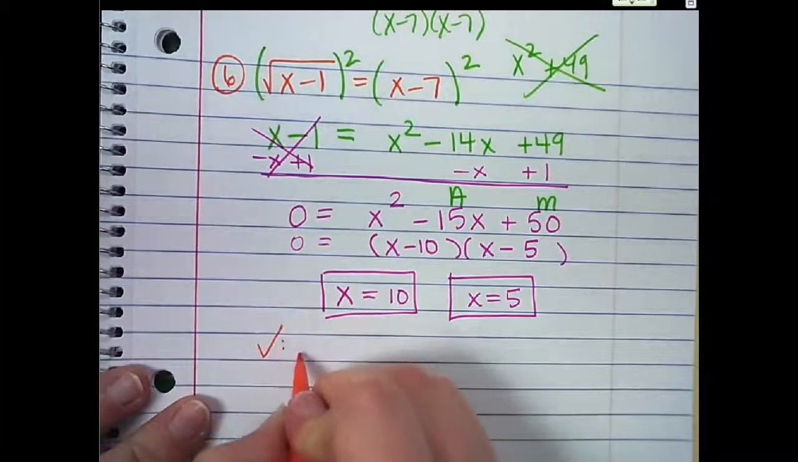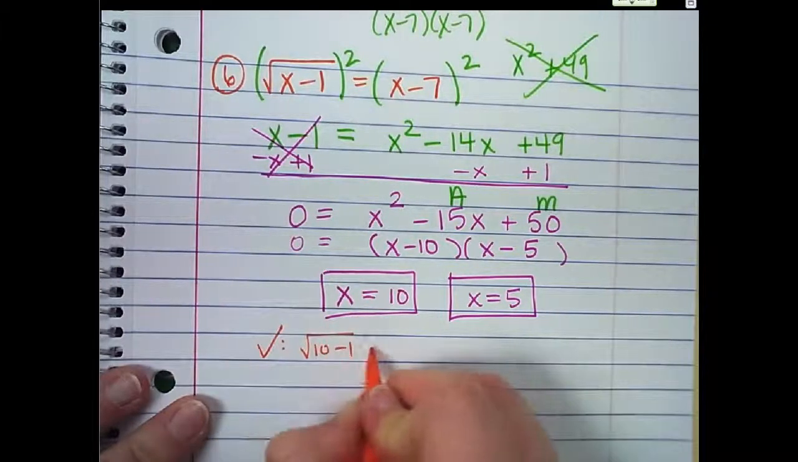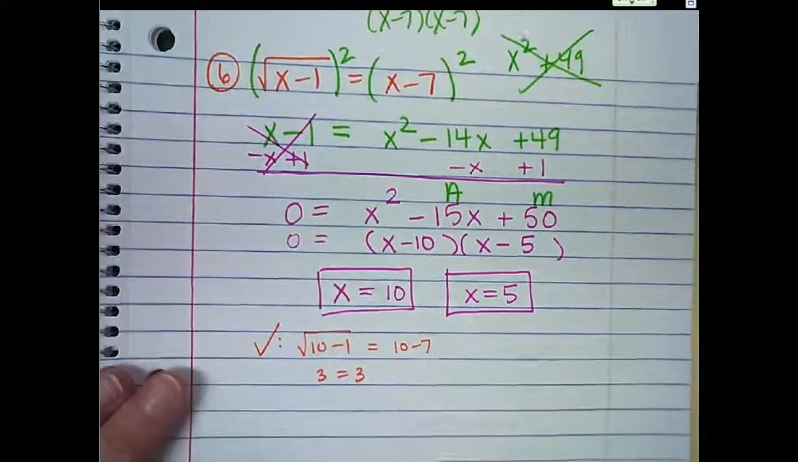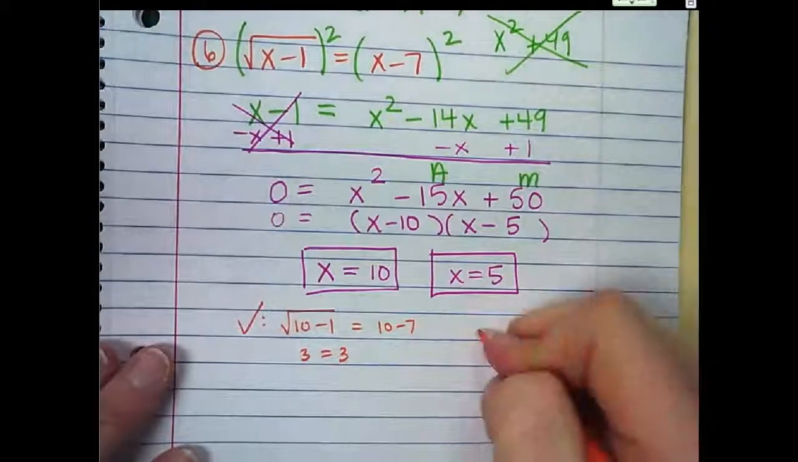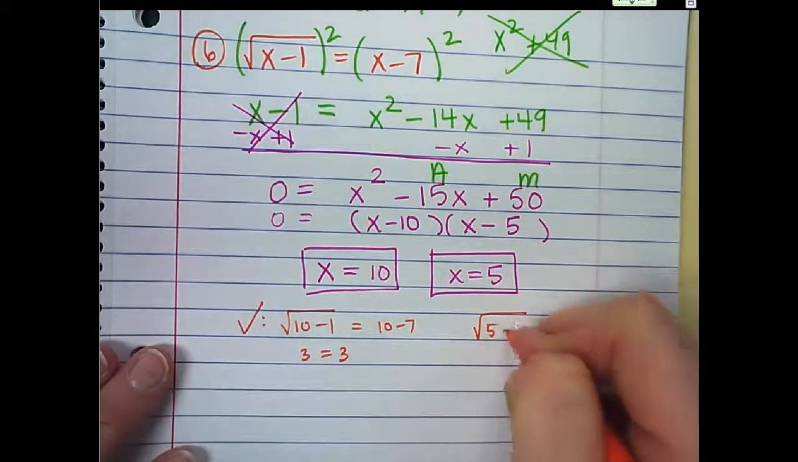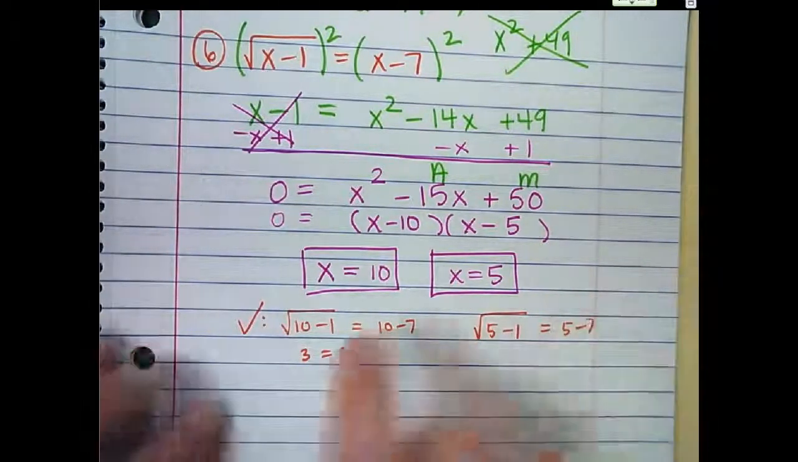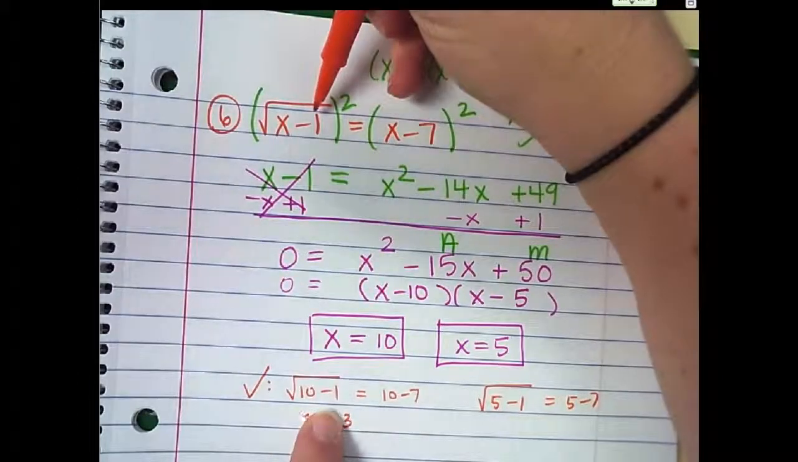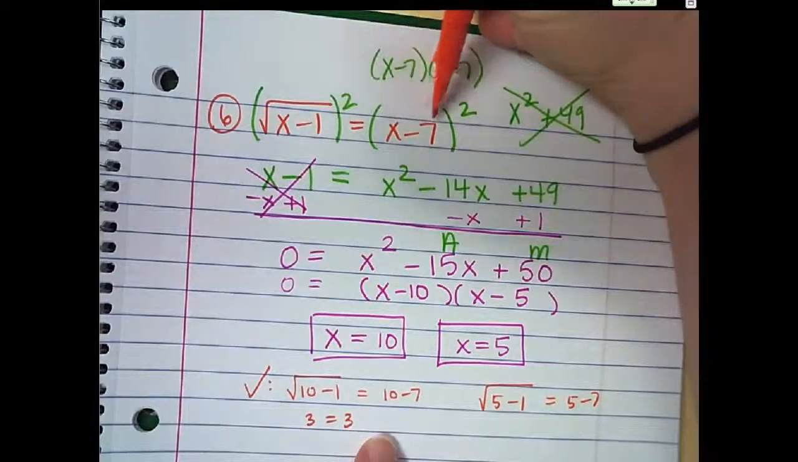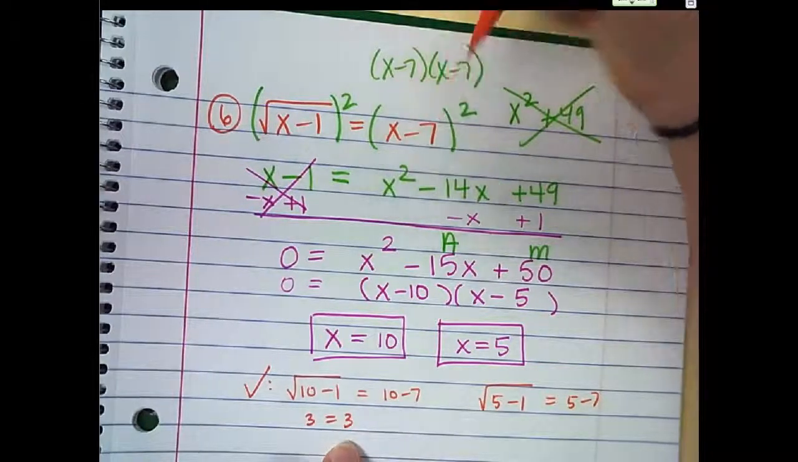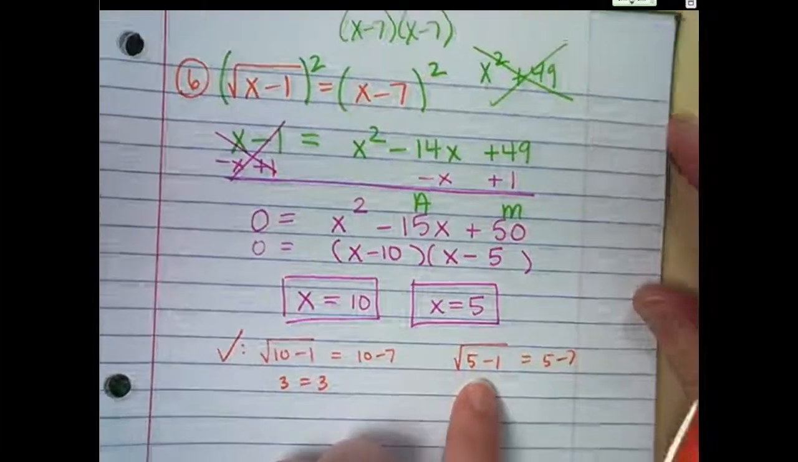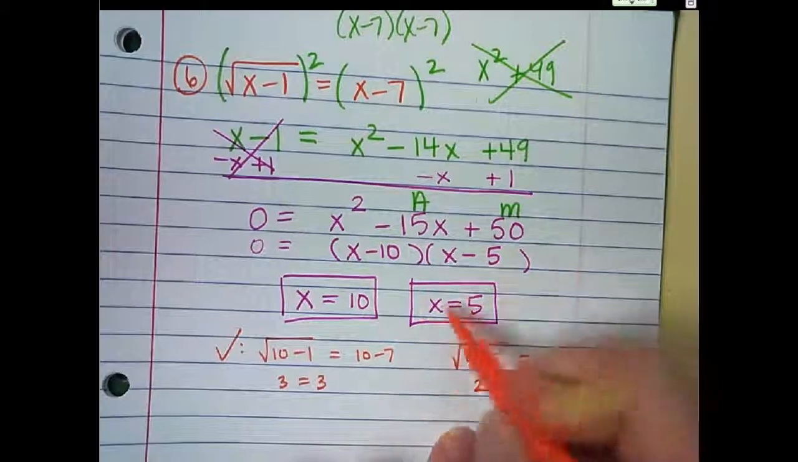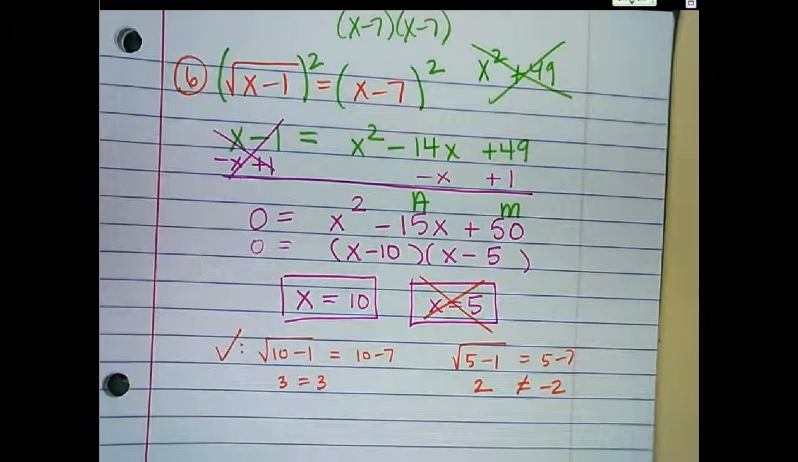So if I check 10, square root of 10 minus 1, does that equal 10 minus 7? Yes, it does. So I put 10 here. 10 minus 1 is 9, square root of 9 is 3. And then I also put here 10 minus 7 is 3. So that one's right. This one, though, doesn't work, because that's going to be square root of 4 is 2, which does not equal negative 2. So the answer is x equals 10? Yes.